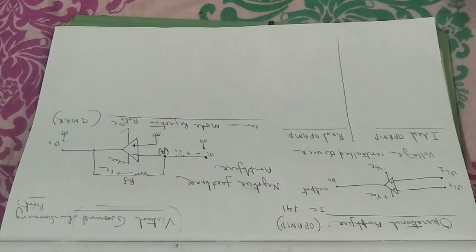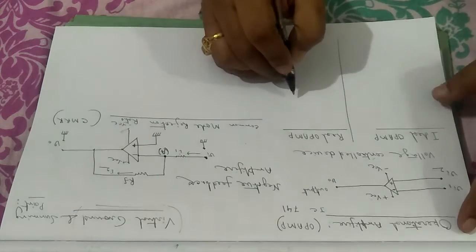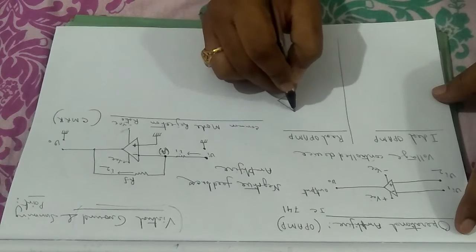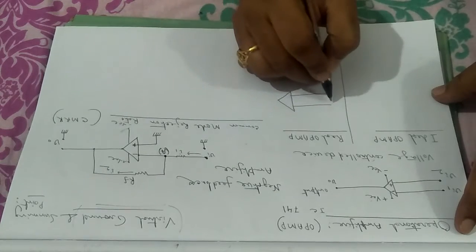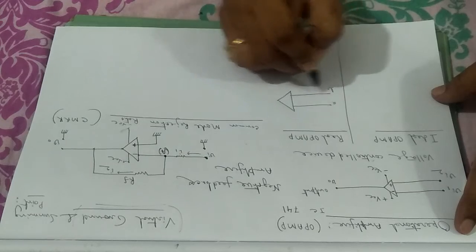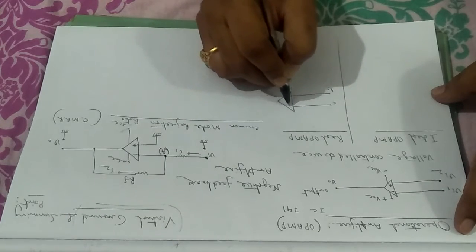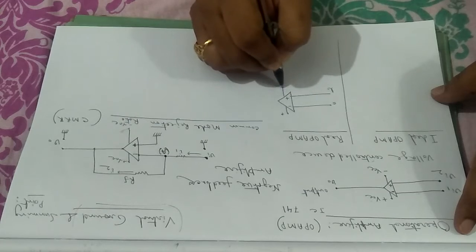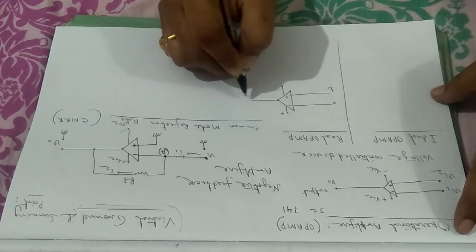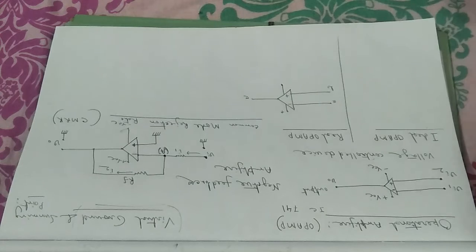So let me try to first sketch one simple diagram of an op-amp where I am using two input terminals, and in the two input terminals some voltage is being applied. Suppose this is terminal A and this is terminal B. This is non-inverting, and this is the inverting terminal. There you are applying a positive voltage, here you are applying a negative voltage, and at terminal C you are calculating the output voltage.